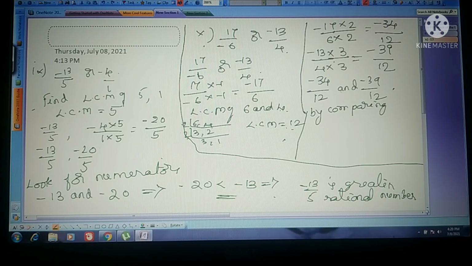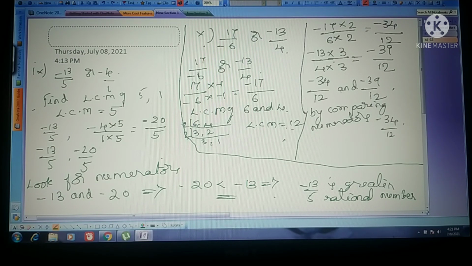By comparing numerators, what we can say, which is the greater one? Smaller number with negative sign, both are negatives only. So from these two, smaller number is which one? This one, 34. So smaller number with negative sign is the greater one. So minus 34 by 12 is greater rational number. Understood? Good.